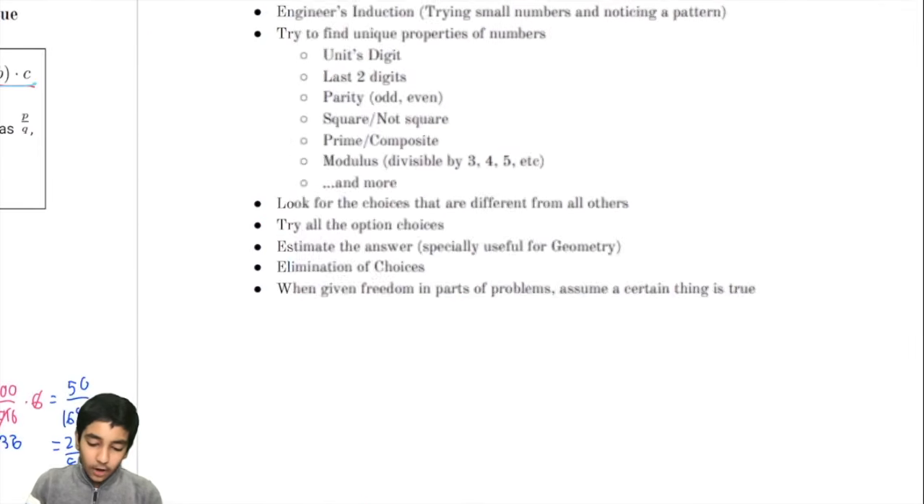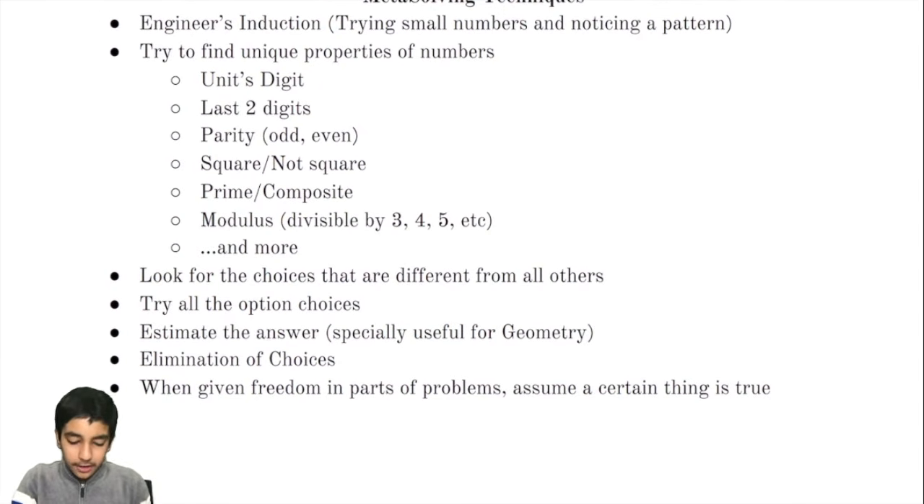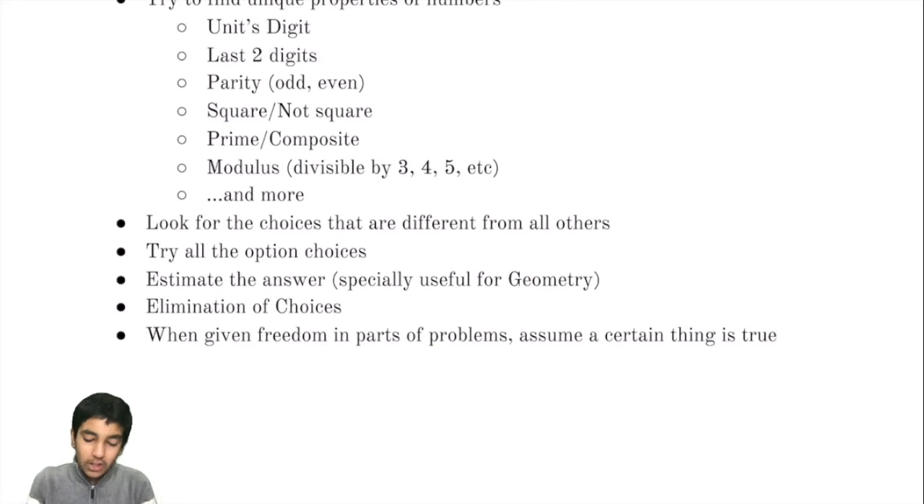Now here's a summary of all the techniques we covered today. In linear induction, we tried small numbers and found a pattern. Looking at the unique properties of numbers, we can calculate the unit digit or the parity and see that it's the only one that's odd or something like that. Or we can look for the choices that are different from all the other ones, so it's probably not going to be any of the ones that are all the same. You can estimate the answer in geometry or non-geometry problems. You can eliminate choices and leave one or two choices to guess or get the right answer from. And lastly, the most important one is when you're given freedom in parts of the problem, just assume a certain thing is true, and then it makes your problem a whole lot simpler.